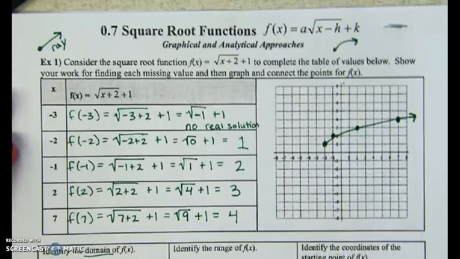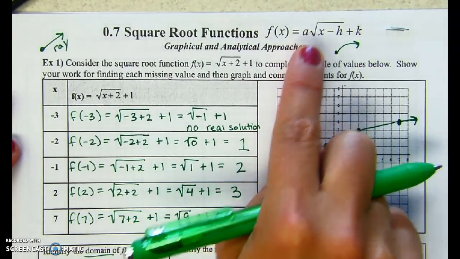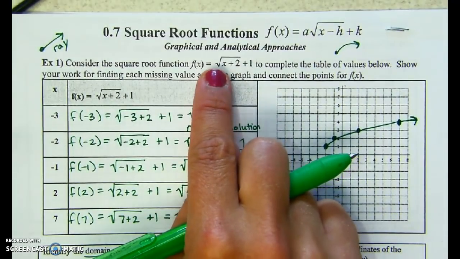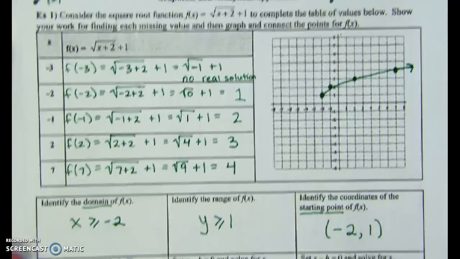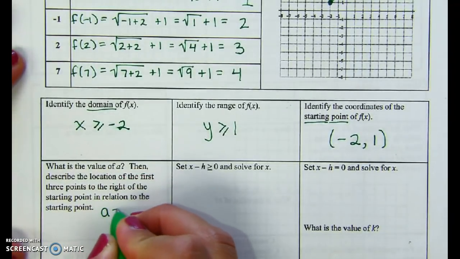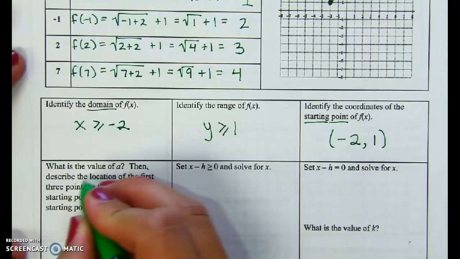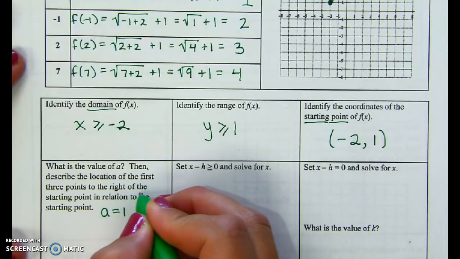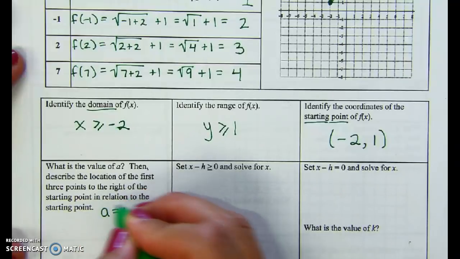What's the value of a? Let's see, what does a mean? A is a number in front. What number is in front of the square root here? I don't see anything. Is that 0? Nope. A is equal to 1. So what is the value of a? A equals 1.